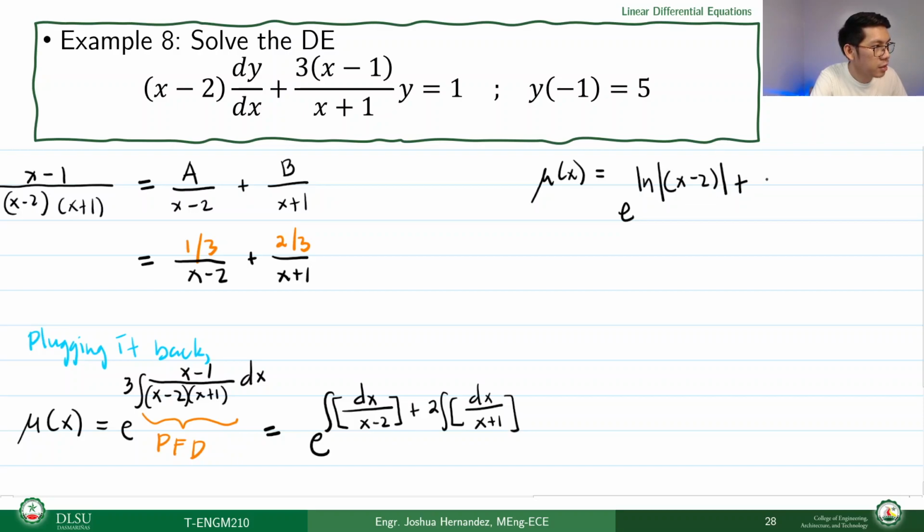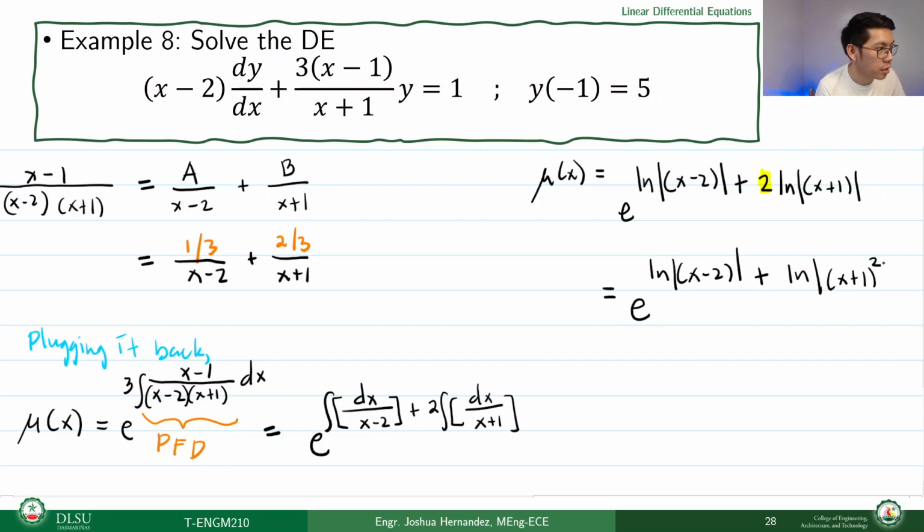Plus 2, ganun din to. Let u be x plus 1, so du is equal to dx. In other words, integral of du over u. And du over u is ln u. In this case, you have ln x plus 1. Okay? Yan. So, by properties of logarithms, we can make this coefficient 2, power of x plus 1. So, simplifying further, you have e raised to ln x minus 2 plus ln x plus 1 squared.